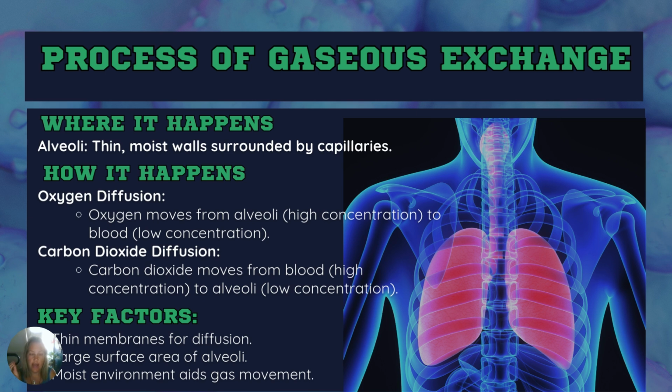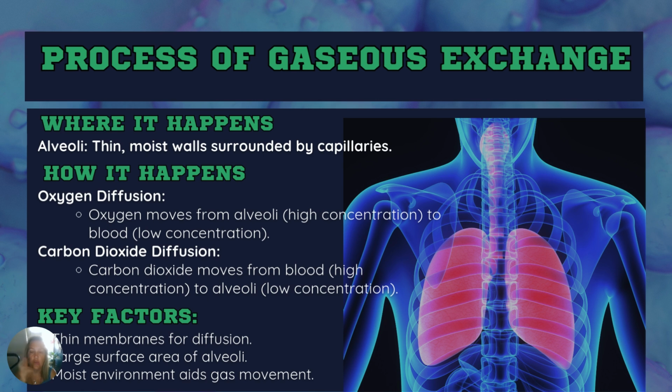All right, so that happens automatically through the cell wall into the blood. The carbon dioxide diffusion moves again in exactly the same way, but it's the opposite. So the carbon dioxide moves from the blood, where the high concentration is, to the alveoli, where the low concentration is. So it literally swaps over, because everything is moving from high to low.